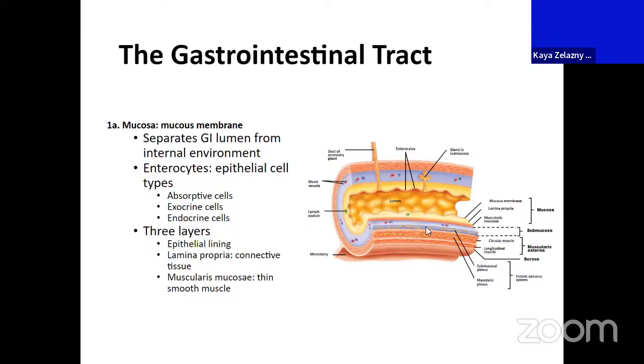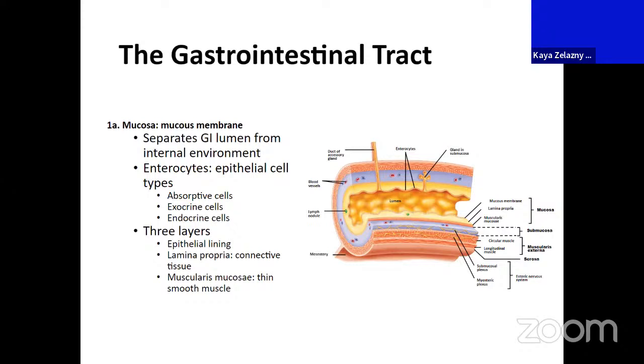Okay, so the innermost layer of that mucosa is going to be the mucous membrane itself. So the mucosa is a mucous membrane. Okay. So that mucous membrane is going to have an epithelial lining. So we're going to have cells called enterocytes. Entero meaning inside, cytes meaning cells, right? These ones are going to be adapted for absorbing. And we're also going to have cells that are adapted for secreting stuff.